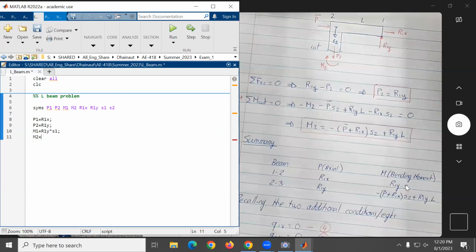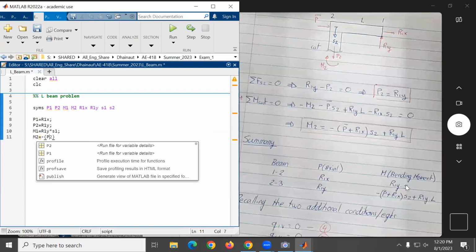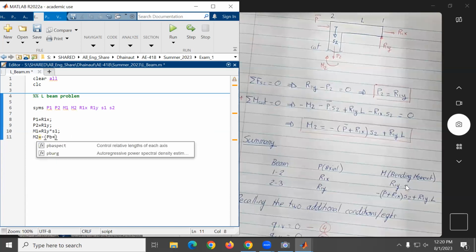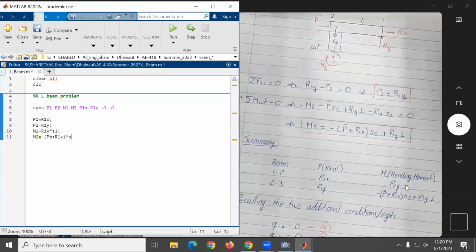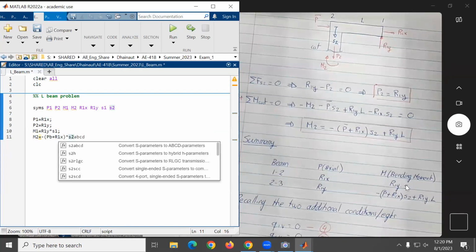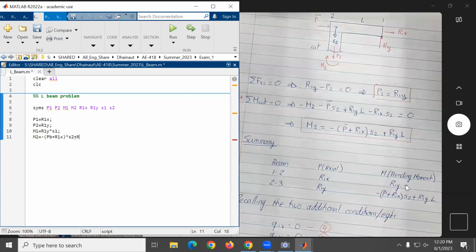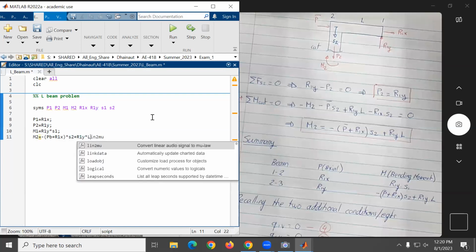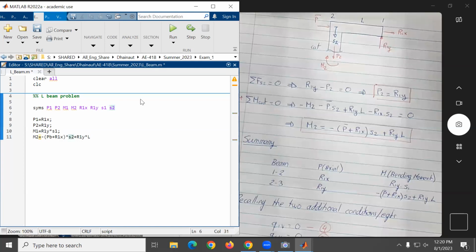Oh no, I'm looking at another page. So it's, yeah, but it's still that minus P bar plus R1X times S2 plus R1Y times L. I'm planning to add here L and P bar as symbolic.